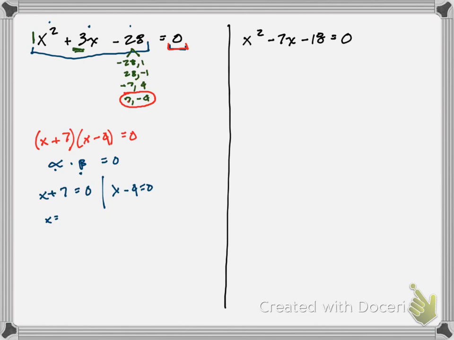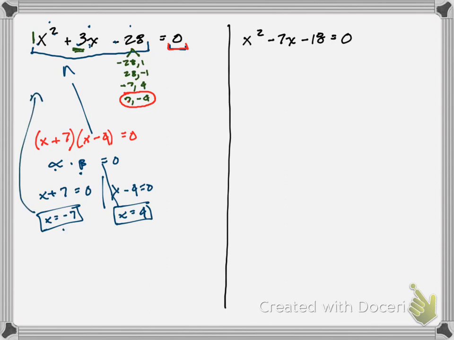If I subtract 7, I get one solution, x is equal to negative 7, and if I add 4, I get the other, x is equal to positive 4. Now I would encourage you to check your answers. So try putting, for example, 4 back in, and let's see what happens. 4 squared is 16. 16 plus 3 times 4, that's 16 plus 12, is 28, and 28 take away 28 does in fact equate to 0. Same thing's going to happen if you put negative 7 in.